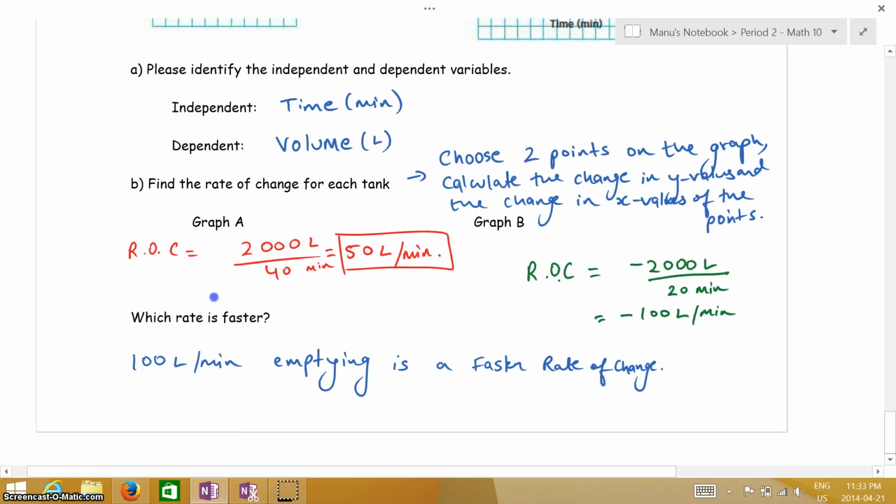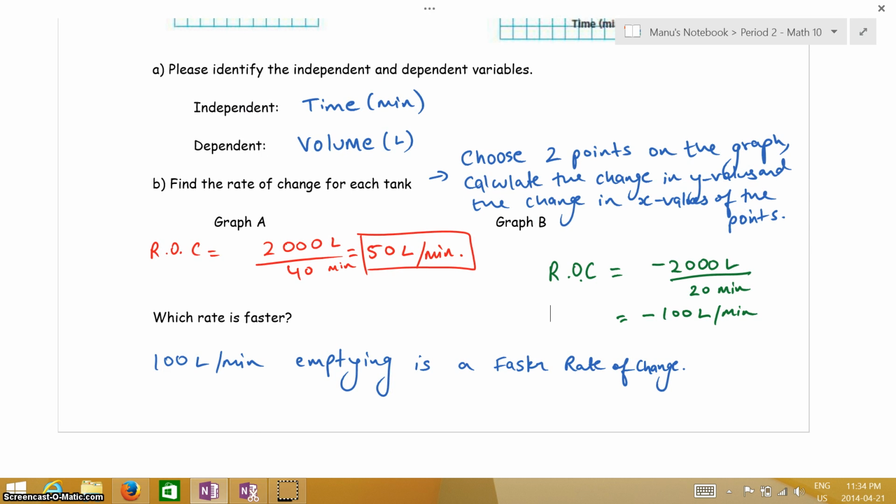Our next part is which rate is faster. Even though the 50 is positive and the 100 is negative, if you compare how fast something is filling up, you're filling it at the rate of 50 liters per minute, and you're emptying it at the rate of 100 liters per minute. So the one with the faster rate is the 100 liters per minute emptying. That's a faster rate of change. Even though it's a negative number, it means it's emptying faster than the 50. So we ignore the negative sign here. We just look at which number is bigger. That's a higher rate of change.